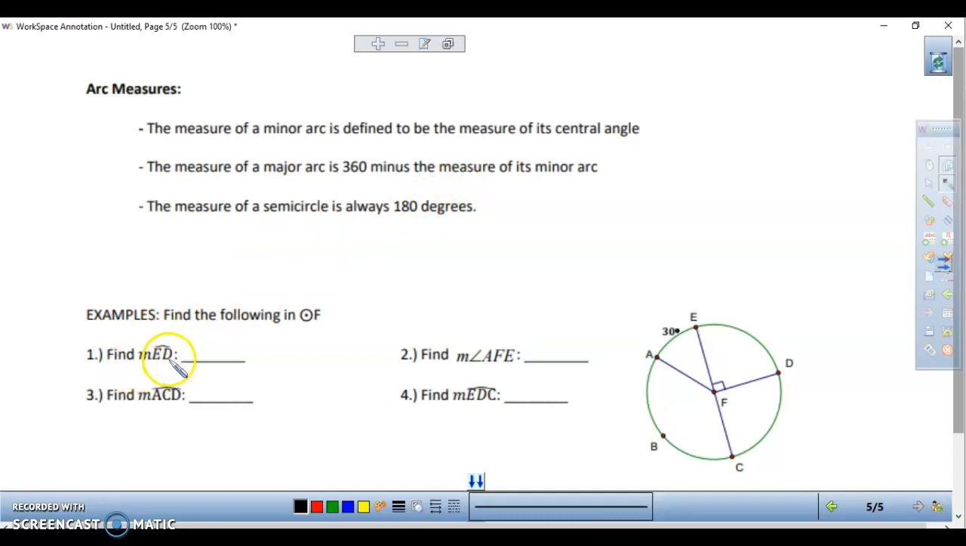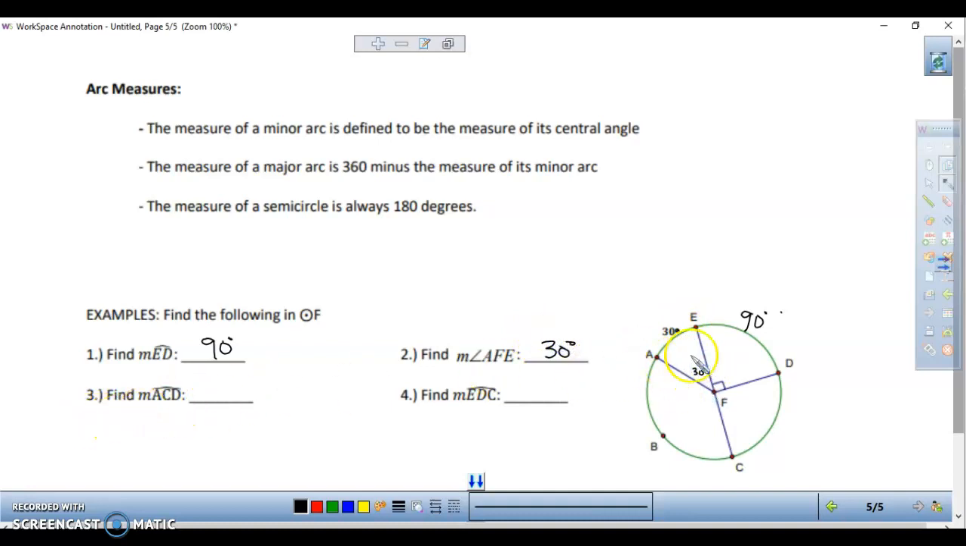So find the measure of arc ED. So I want to find the measure of this arc. And by definition, the measure of an arc is equal to the measure of its central angle. So if this central angle is 90 degrees, then the measure of this arc is 90 degrees. So arc ED is 90 degrees. Find the measure of central angle AFE. Well, by definition, the measure of a central angle is equal to the measure of the arc. So if this minor arc is 30 degrees, the measure of that central angle is 30 degrees.